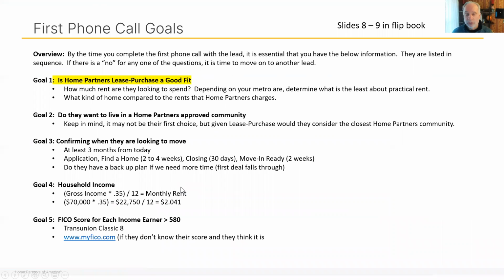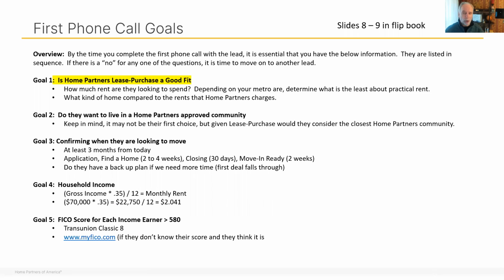And so now what we want to do is get Henry on the phone. He's expecting us to call him at 7 o'clock tonight. And so I want to get my head in the right space to have this conversation with him. What do I want to accomplish with this call with Henry? Now, in your flip book, slides 8 through 9, we give you the slides we're about to go over.